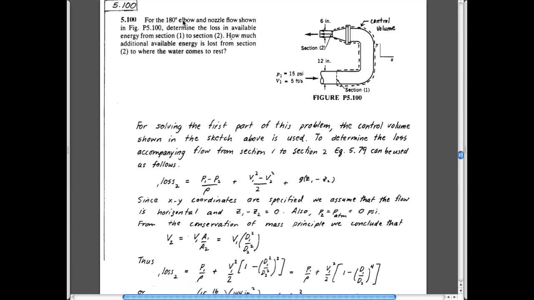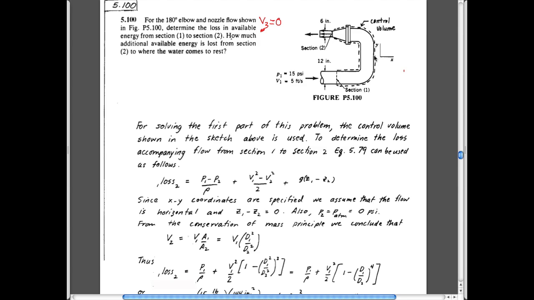What's the question? A 180-degree elbow in a nozzle. Determine the loss in available energy from section 1 to 2, and how much is lost as it goes from 2 until the velocity is at rest at velocity 3, which is 0 over here. It's in the horizontal plane, you see here, right?